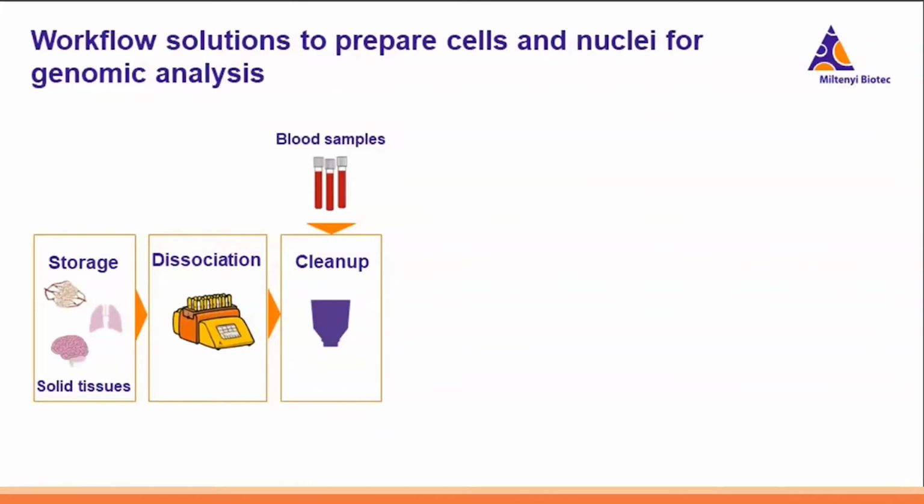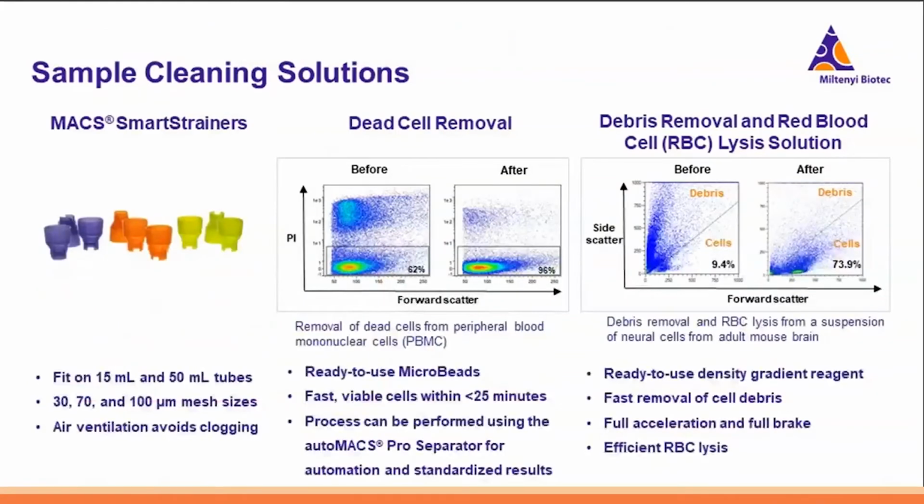But sometimes the cell suspensions contain unwanted material, such as aggregates, dead cells, debris, or erythrocytes, that need to be cleaned up to increase the yield of viable nucleated cells, which is particularly important prior to single-cell genomic analysis. To remove cell aggregates and clumps, it is very convenient to filter the cell suspensions and also the nuclei suspensions using the MACS SmartStrainers. They have a special design that prevents clogging and enables the fitting onto both 15 and 50 ml tubes, and different mesh sizes are available for these filters.